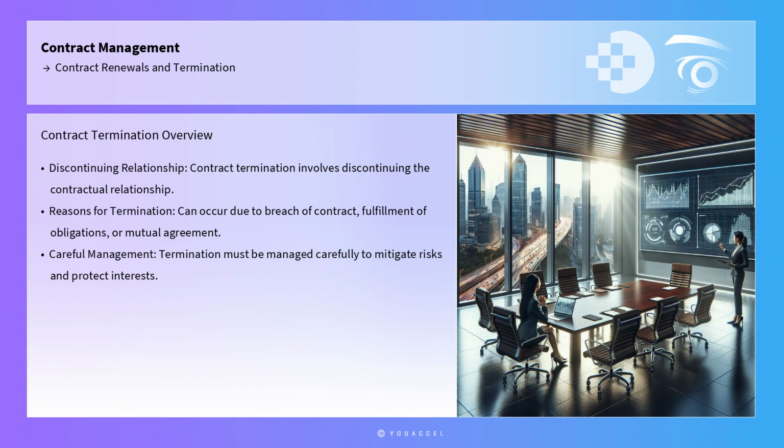In contrast to renewals, contract termination involves discontinuing the contractual relationship. Termination can occur for various reasons, including breach of contract, fulfillment of contractual obligations, or mutual agreement to end the contract. Regardless of the reason, termination must be managed carefully to mitigate risks and protect the organization's interests.